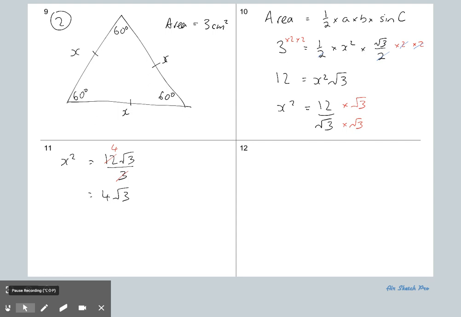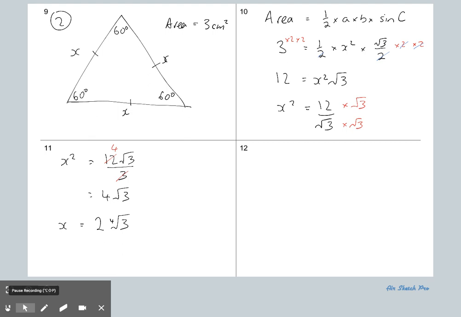Now if I take the square root of both sides, I get x equaling the square root of 4, which is 2, and the square root of root 3 is the 4th root of 3. That's the only bit that was a bit beyond what I wanted you to try and tackle, the 4th root of 3. But it's doable. It's just a bit annoying.